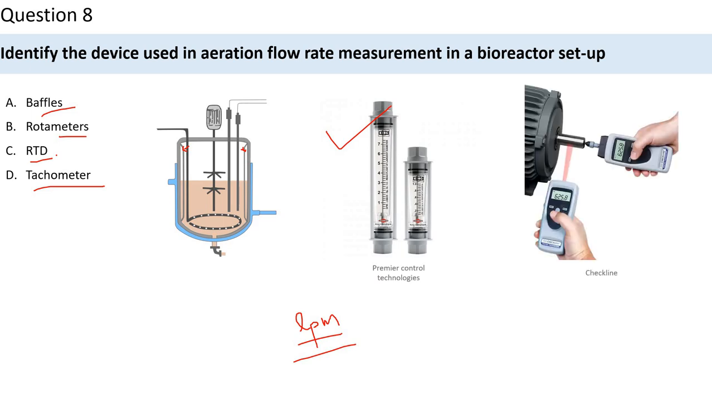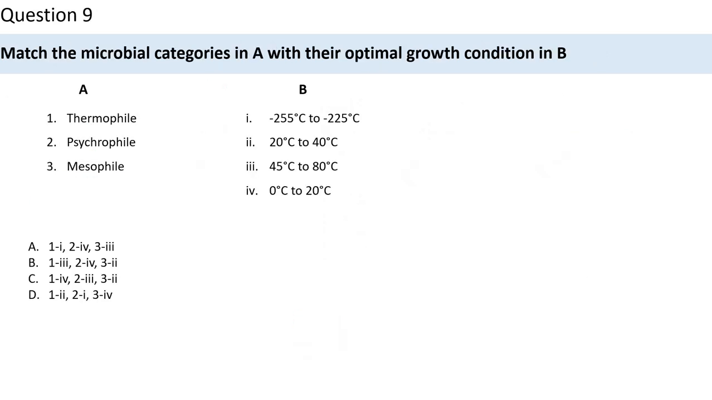And tachometer is used to find at what speed your motor is rotating. For example, your shaft is here, right? So your impeller is rotating at what speed, that tachometer will help in identifying by connecting it to the motor. So tachometer is also not for the aeration flow rate. So the right answer is rotameters.